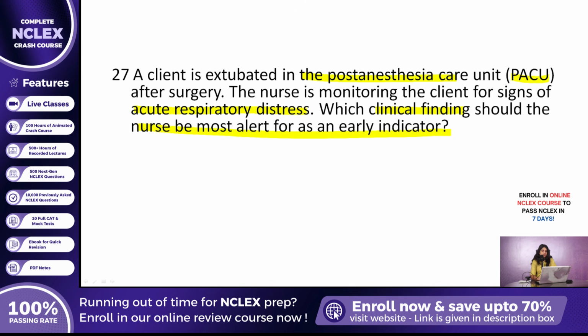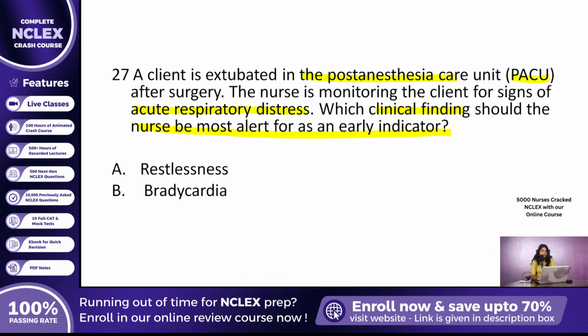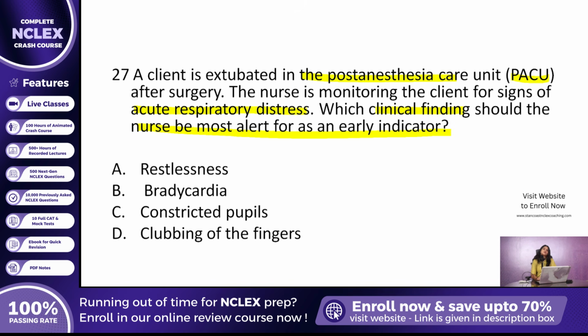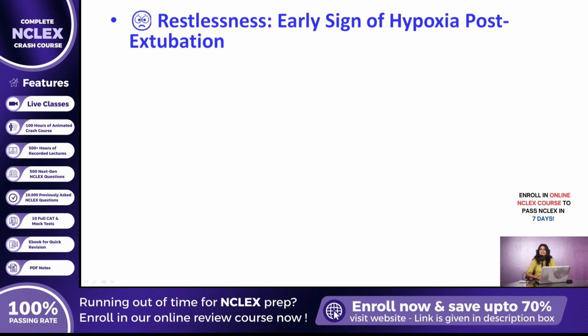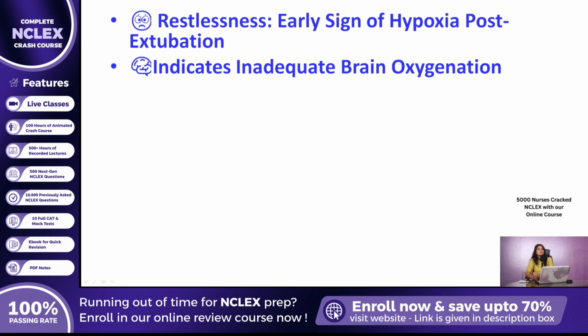The answer options are option A, restlessness, option B, bradycardia, option C, constricted pupils, and option D, clubbing of the fingers. The most appropriate and critical finding to watch for is option A, restlessness. This is the correct choice because restlessness is one of the earliest signs of hypoxia, indicating that the brain may not be receiving adequate oxygen.